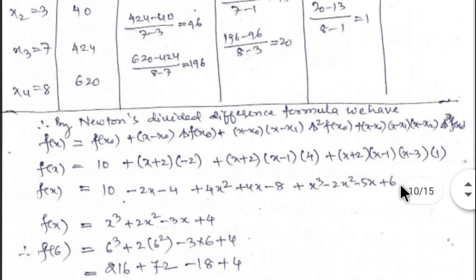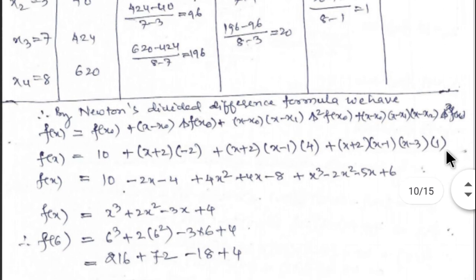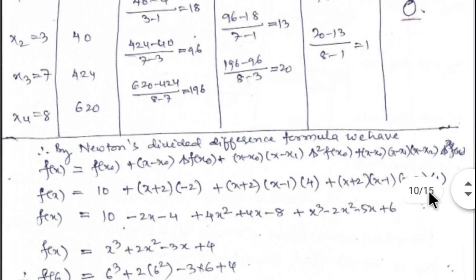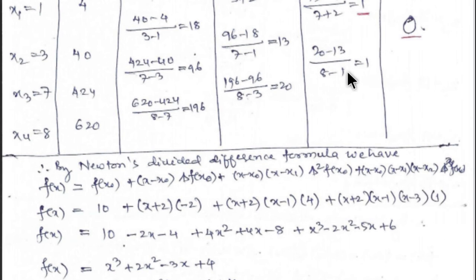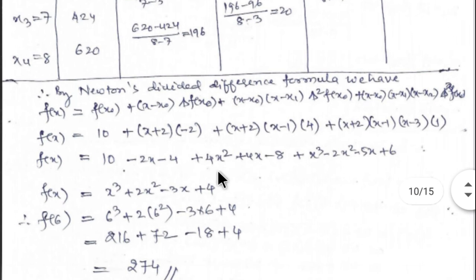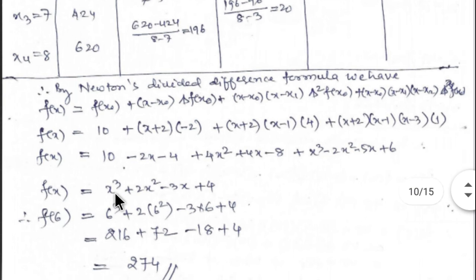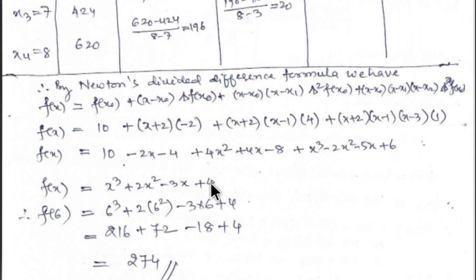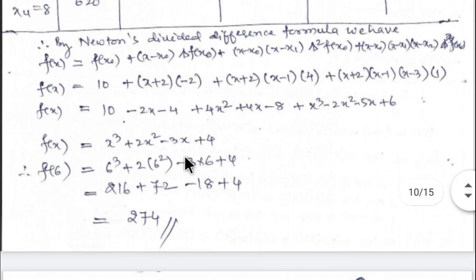x minus x1, x minus 1, into x minus x2, x2 is 3, so x minus 3, and delta cube of f of x naught is 1. Okay, from the table you get delta cube of f of x naught is 1. Simplifying f of x, multiplying all the brackets, you get this. Adding all the like terms, you finally get the equation f of x equal to a third degree polynomial: x cube plus 2x square minus 3x plus 4. This is the f of x value.